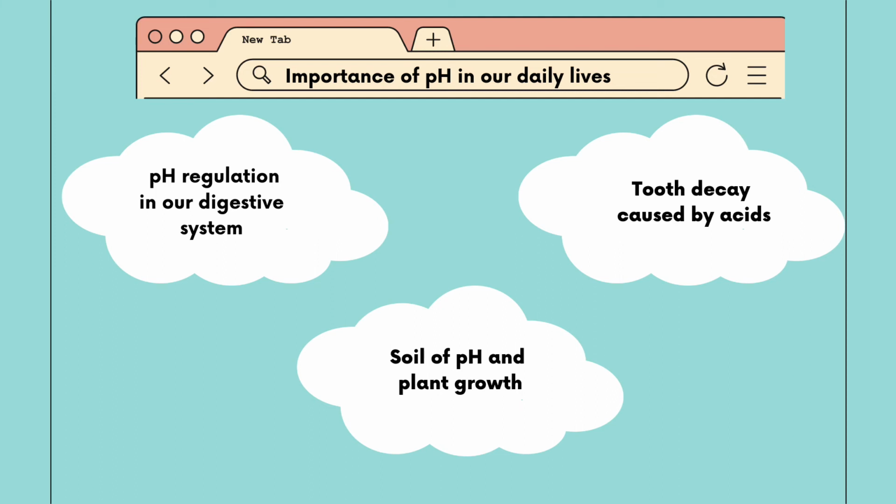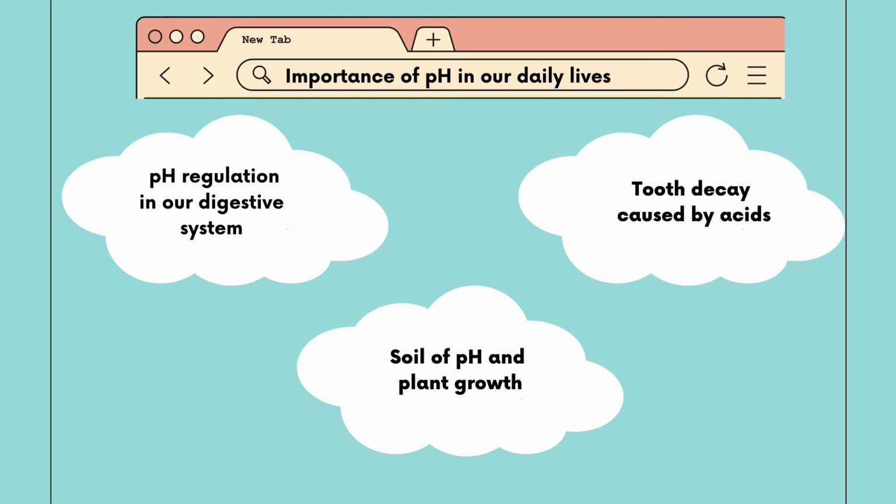And finally, let's look at the importance of pH in our daily lives. Determination of pH in our digestive system is very important, as dilute HCl helps in digestion of food in our stomach. Excess acid buildup in our stomach causes acidity and indigestion. Therefore, antacids like milk of magnesia and baking soda are used to neutralize the excess acid.